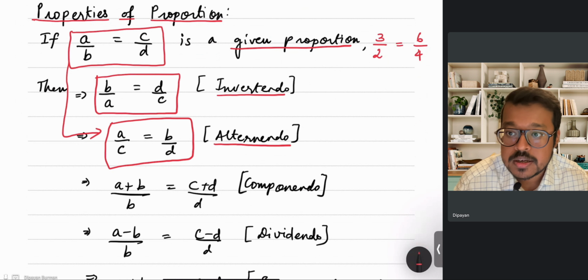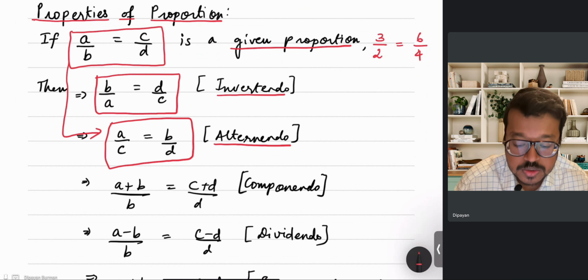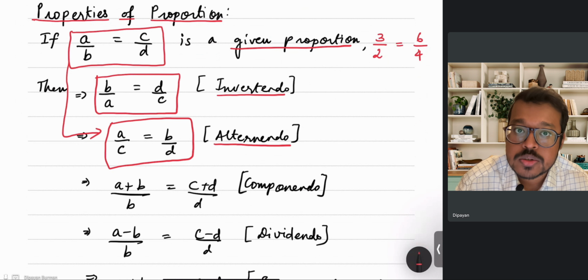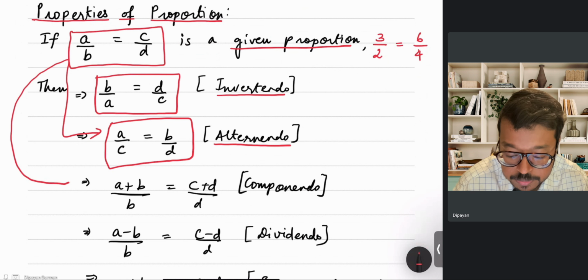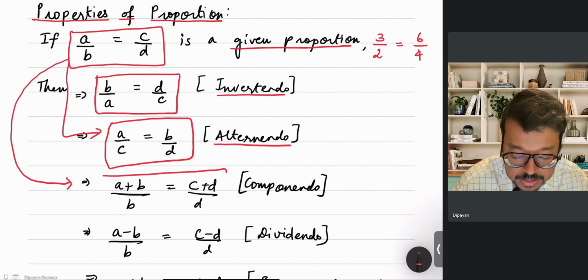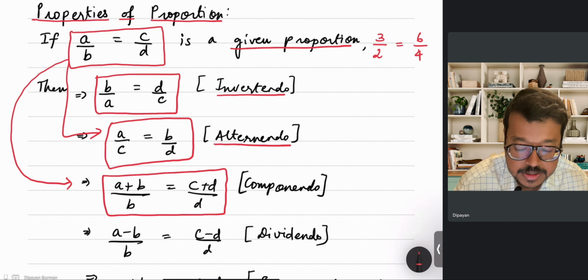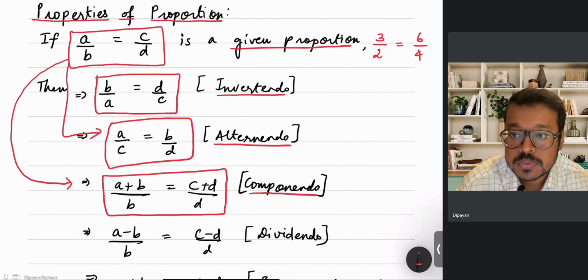And if I add both the terms of the ratio and that becomes the first term of a new ratio, then again those two ratios will be equal. For example, if I had started with the ratio a is to b is equal to c is to d, then (a plus b) by b will be equal to (c plus d) by d. This property is known as componendo.